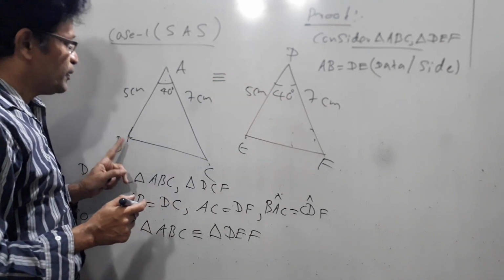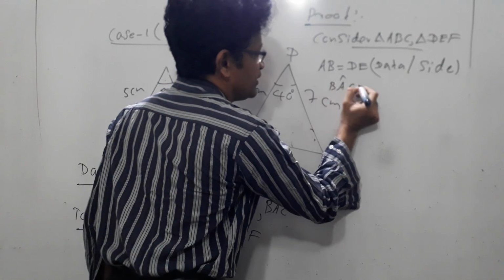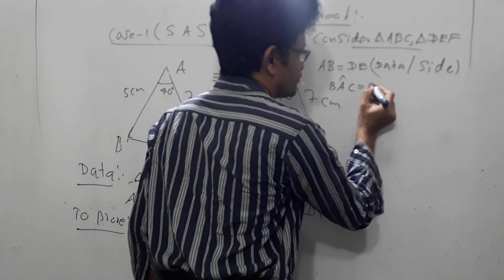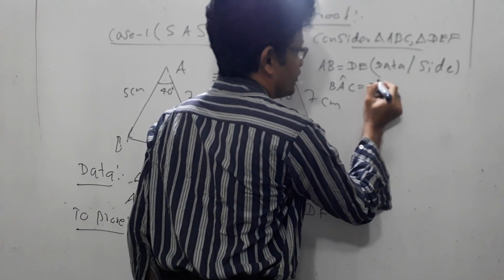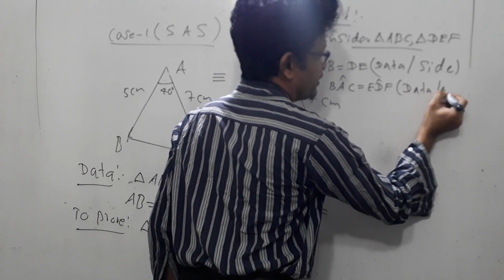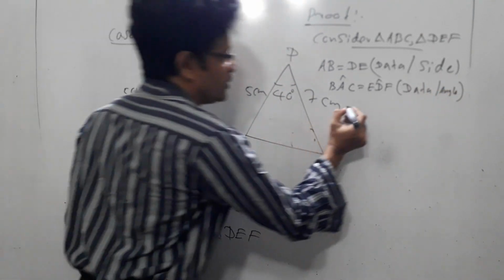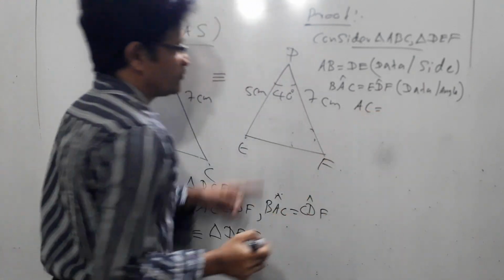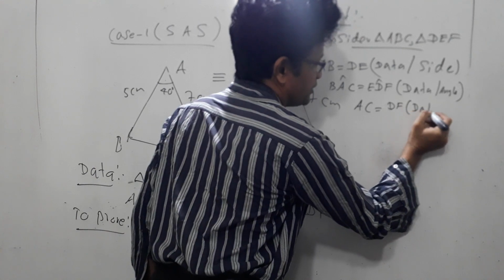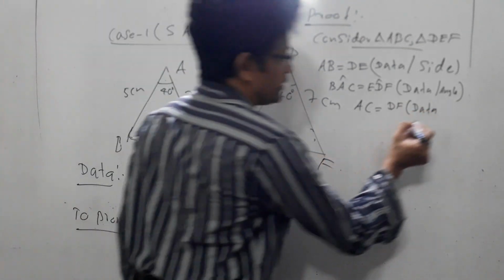Or otherwise you can write angle BAC equal angle EDF. That is also data, and it is an angle. You can write angle. Then what? AC equal DF. That is also data. That means in the data it is given AC equal DF, and it is a side.